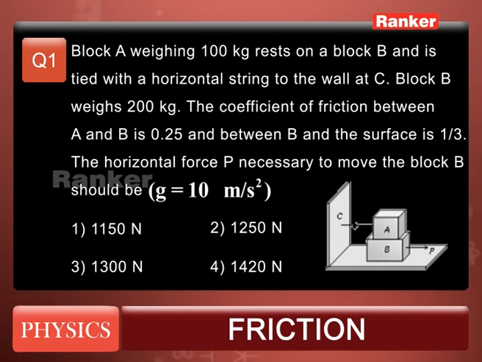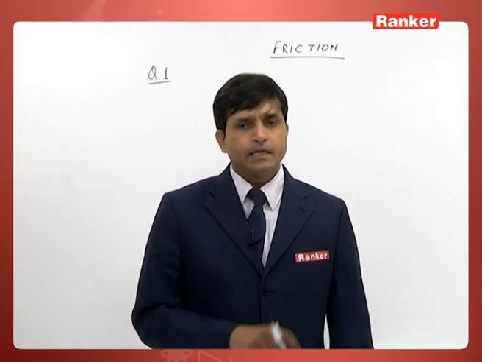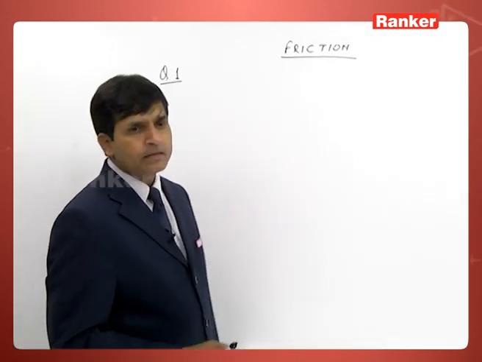Here we have to take the value of g as 10 meter per second square, and our options are: first option is 1150 Newton, second option is 1250 Newton, third option is 1300 Newton, and fourth option is 1420 Newton. Now see how to solve this problem.